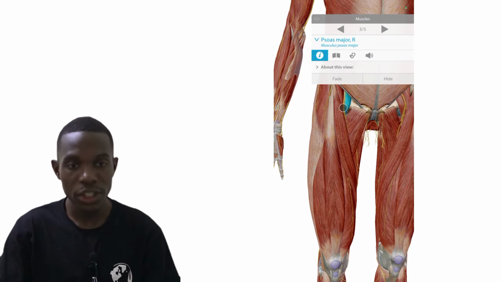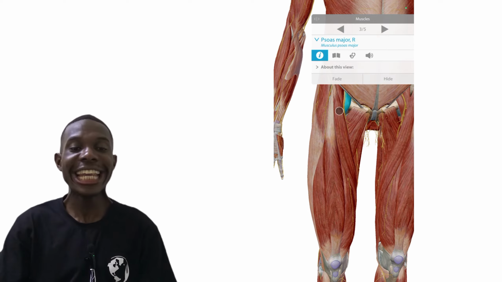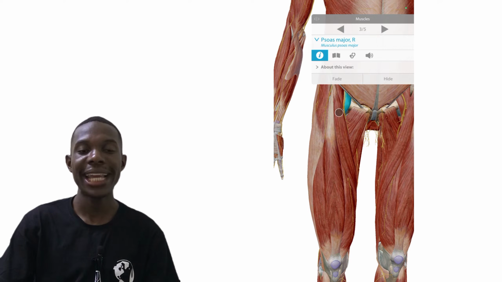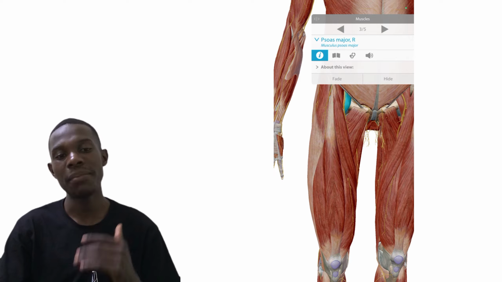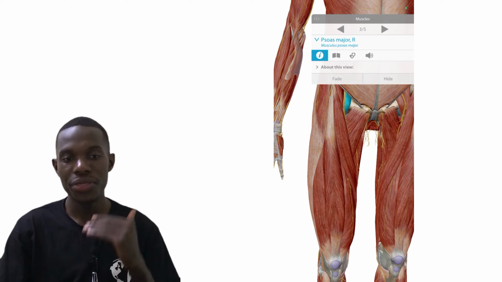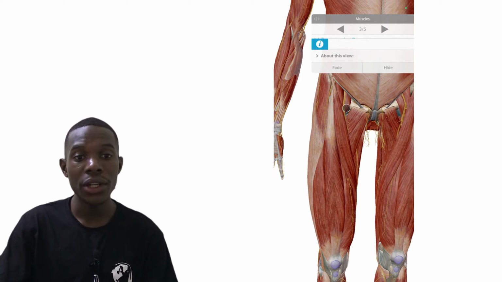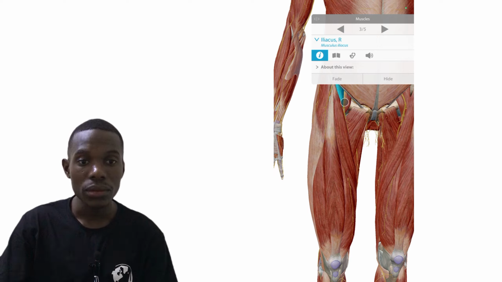For the innervation of the iliopsoas muscle, the iliacus muscle specifically is supplied by the femoral nerve, but the psoas major is supplied by the anterior rami of L2 and L3. You need to take note of that. It is not supplied specifically by the femoral nerve, but by the anterior rami of L2 to L3. So that's your iliopsoas. This is your psoas major, your iliopsoas. Both of them are called iliopsoas. They attach to the lesser trochanter of the femur.